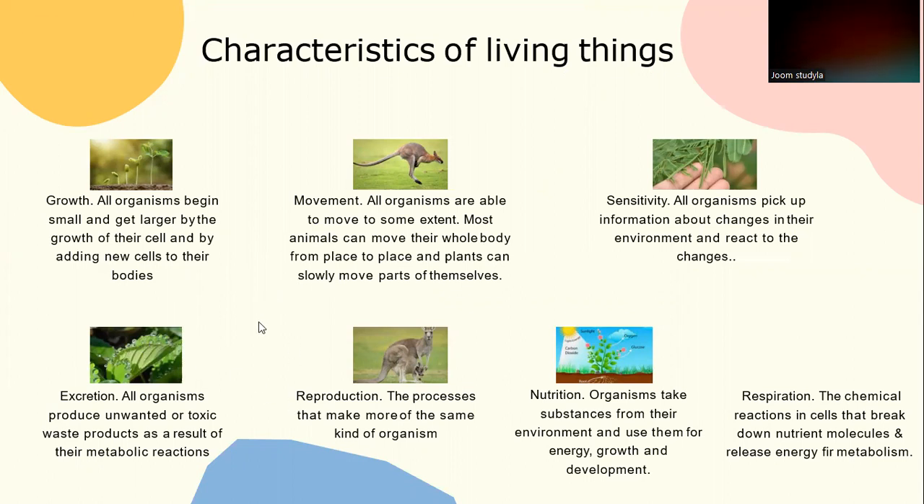On top of that, the characteristic of living things is reproduction, the process that makes more of the same kind of organism. And other than that, nutrition. So organisms take substances from their environment and use them for energy, growth, and development. For example, plants get sun and water for the process of photosynthesis. Therefore, nutrition is for the plant's growth, energy, and development.